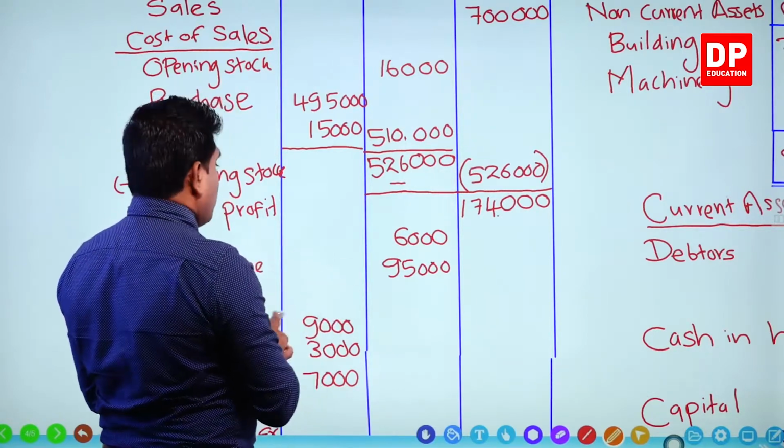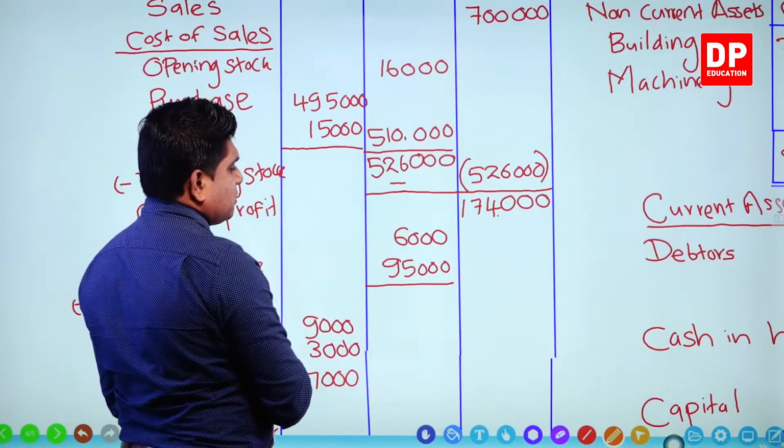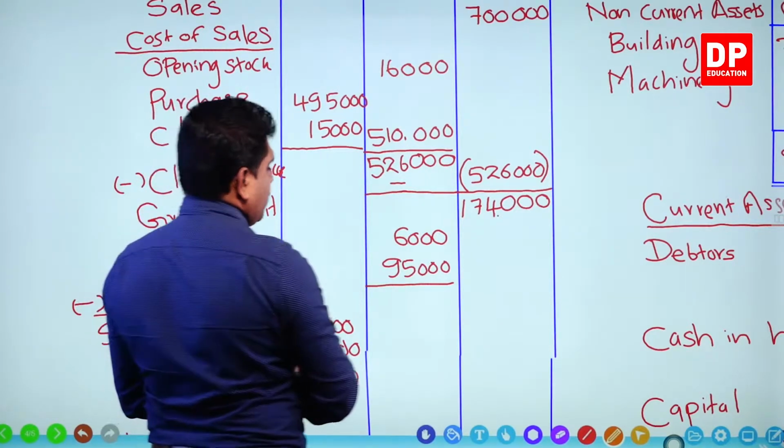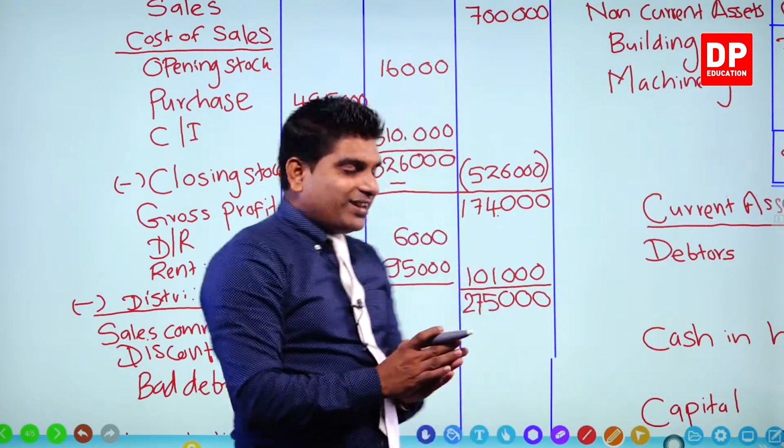Then there is more, other income. 95,000 plus 6,000, then how much? 101,000. Other income and gross profit you have to add. Then 174 plus 101, 275,000 is your total income. Total income, right?